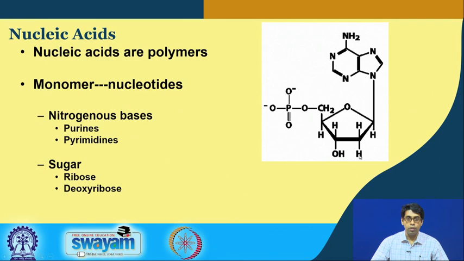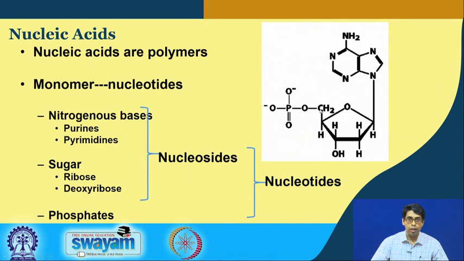The third component is the phosphate group, which is attached to the fifth carbon of the ribose or deoxyribose sugar. When you have only the nitrogenous base and the sugar, and not the phosphate, then it is referred to as a nucleoside. When you also have the phosphate present at the 5 prime position, then this monomer is referred to as a nucleotide. So, in today's lecture, we are only going to refer to nucleotides.